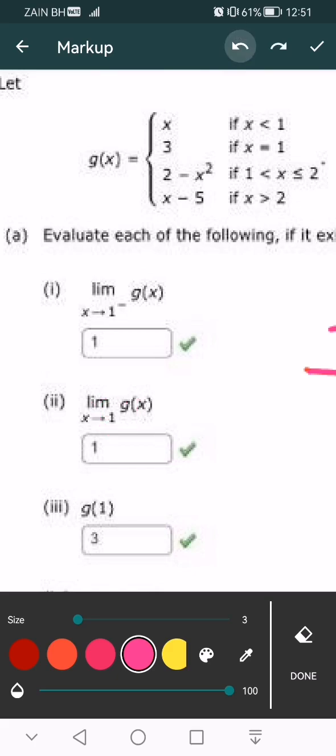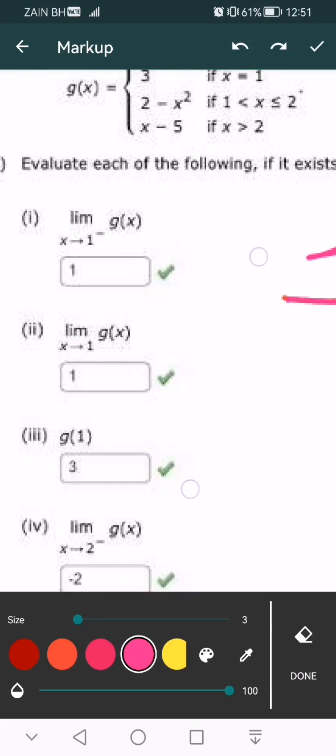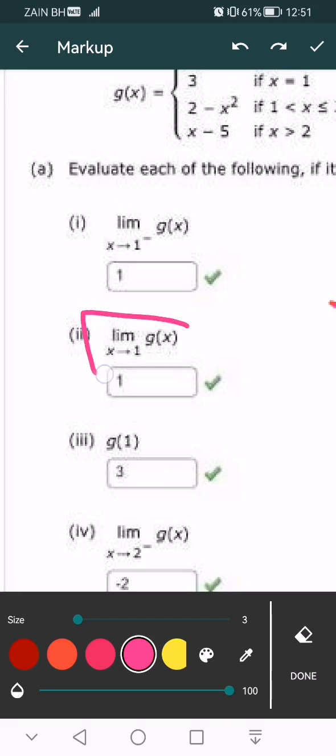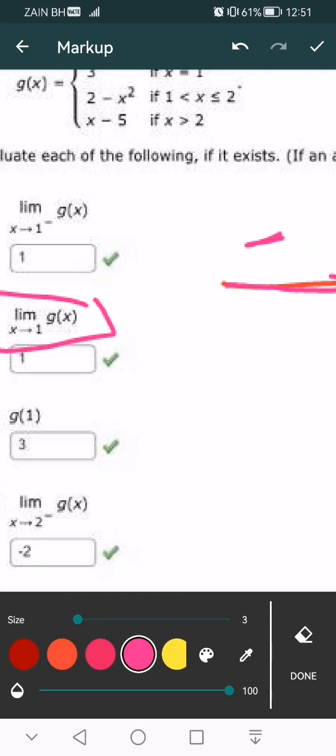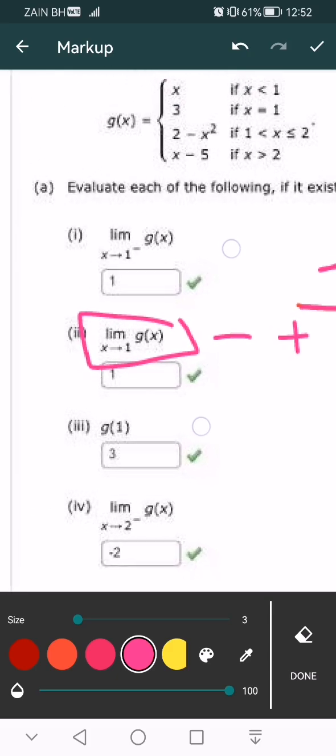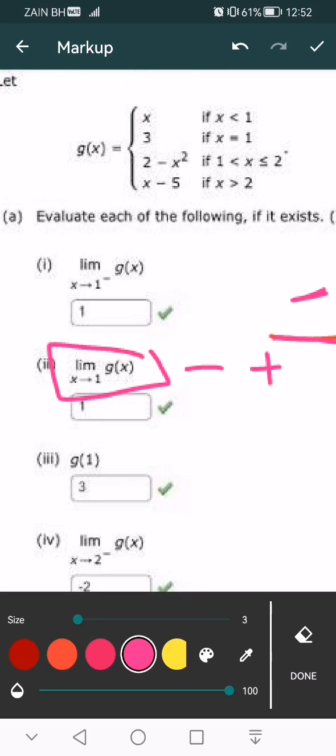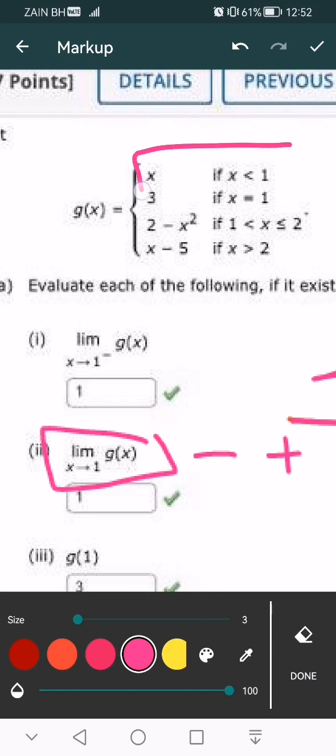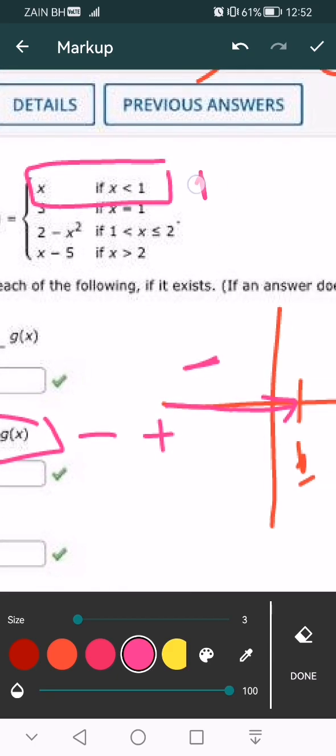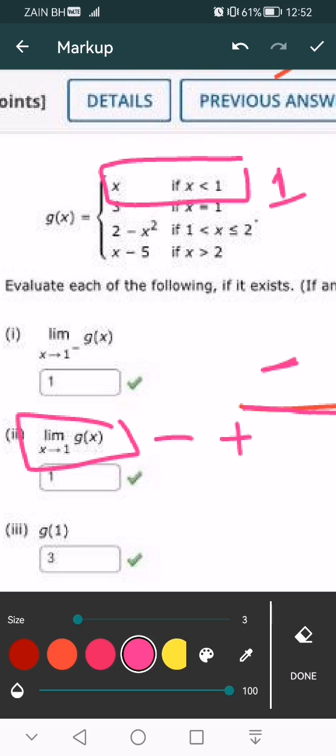In this case I taught you that if I have a limit, I have to check from the left side and from the right side. How can I check from the left side and right side? You have to do it this way. What is the value of x from the left side? It is 1. And what is the value at the right side?